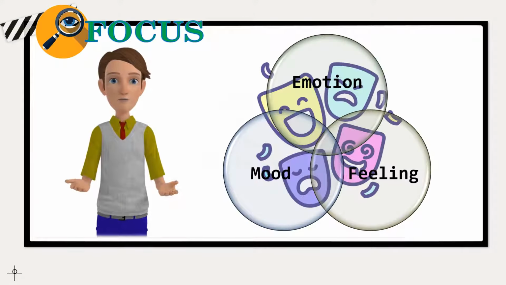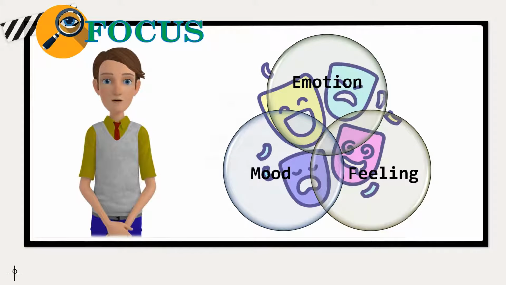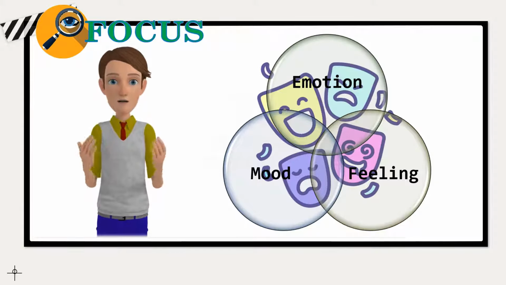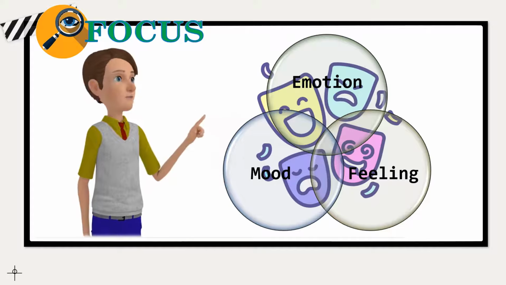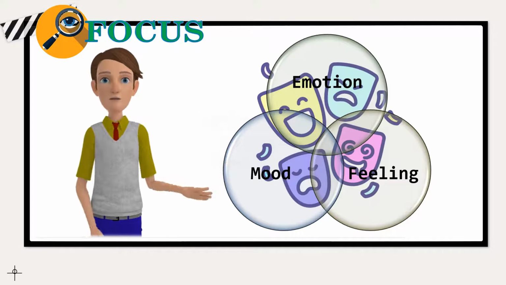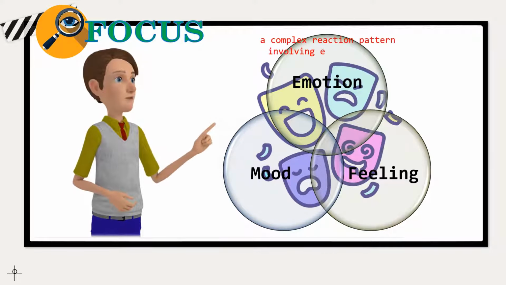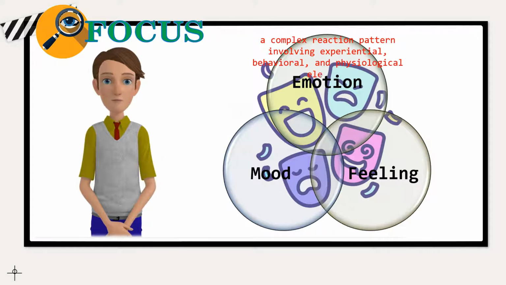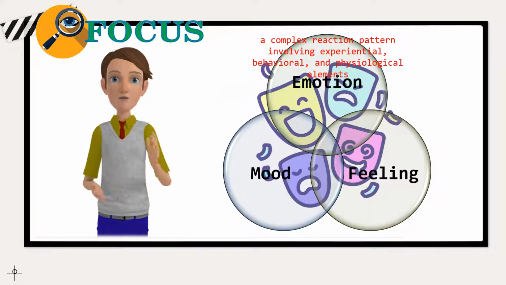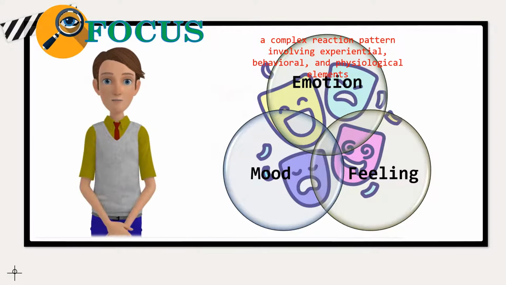Emotions are frequently confused with feelings and moods, but the three terms are not synonymous. The American Psychological Association (APA) defines emotion as a complex reaction pattern involving experiential, behavioral, and physiological elements. Emotions are how people deal with matters or situations that are personally significant to them.